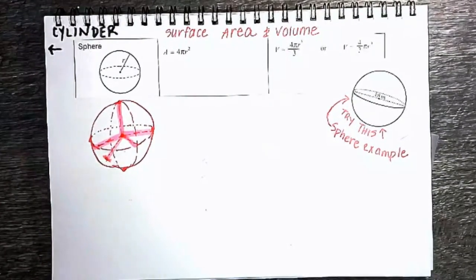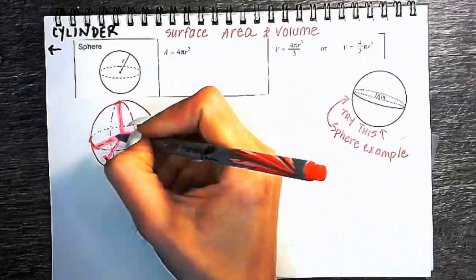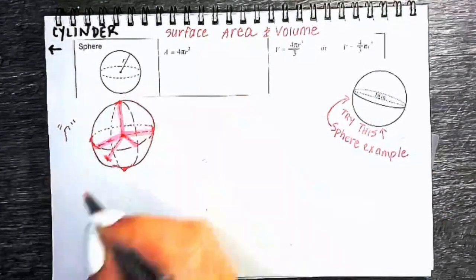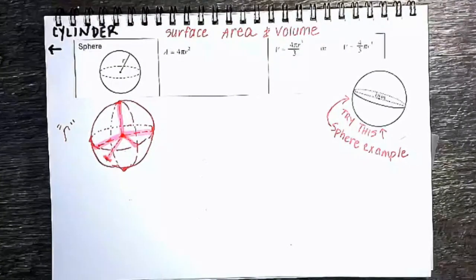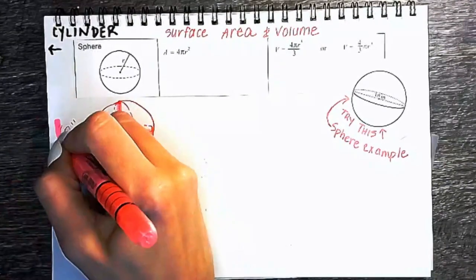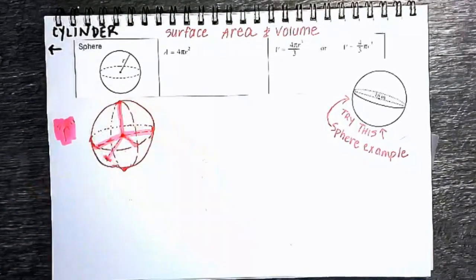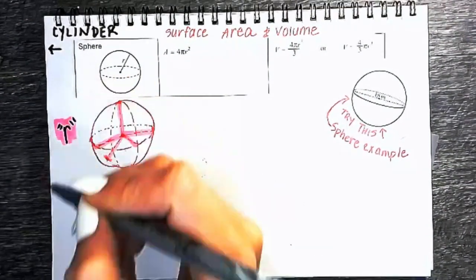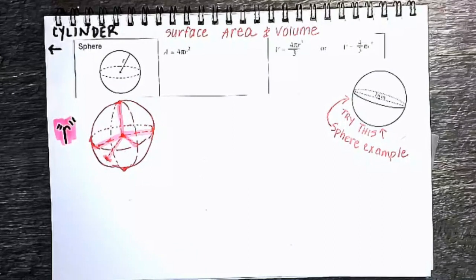Now, there's my drawing. I'm going to add in the only variable we work with, which is the radius, R, and I'll just highlight it in pink because I don't want to label every single one of them. Maybe I should go over that with a darker marker for you. There we go. Okay, now the surface area formula.